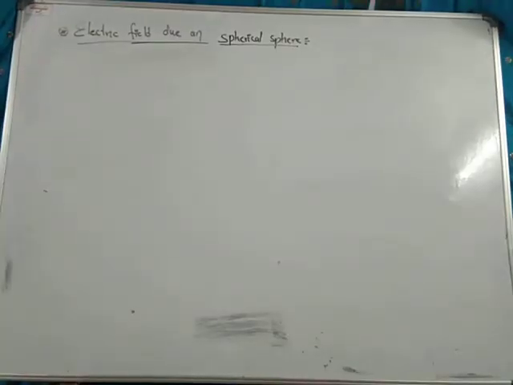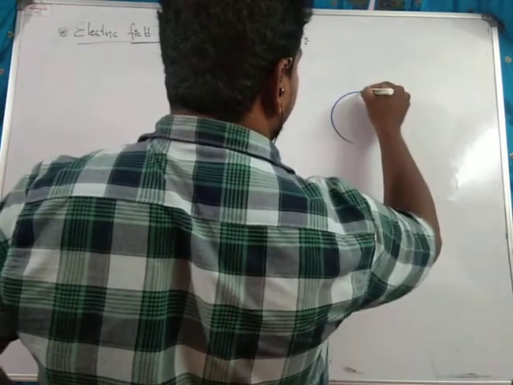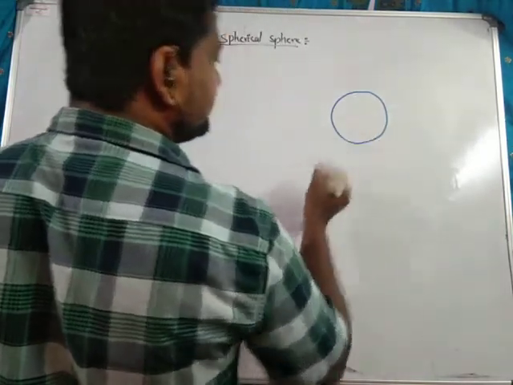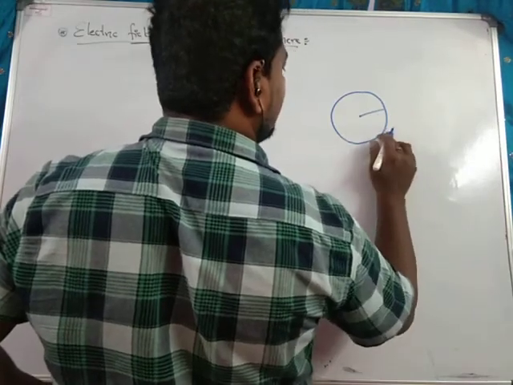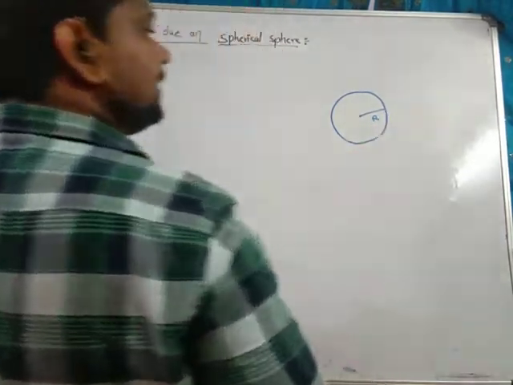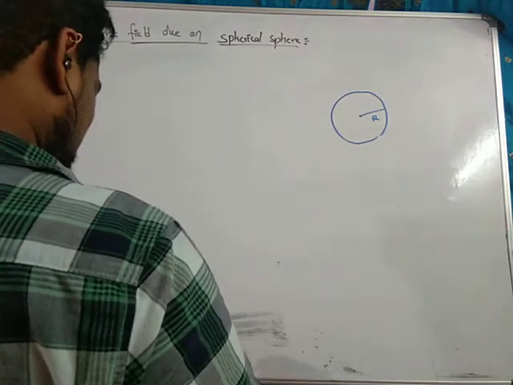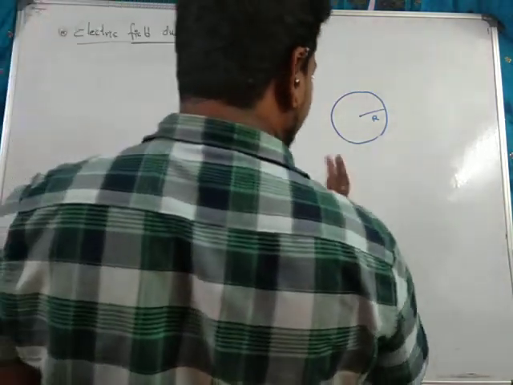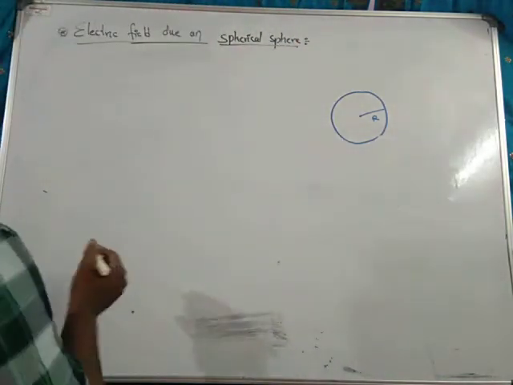So the last application of Gauss's theorem is the electric field due to a spherical shell. Initially we consider one sphere. It has a radius r. Already we calculated this. So for this, first we will derive the statement. This we already derived for Gauss's theorem. So how do we define Gauss's theorem?